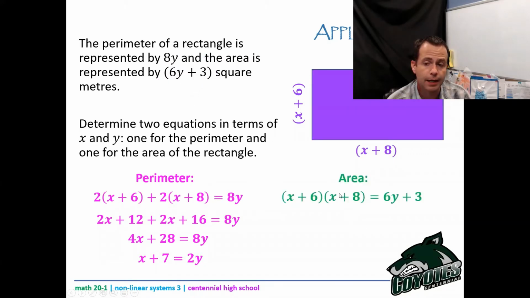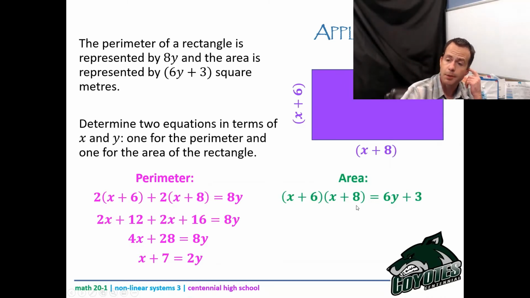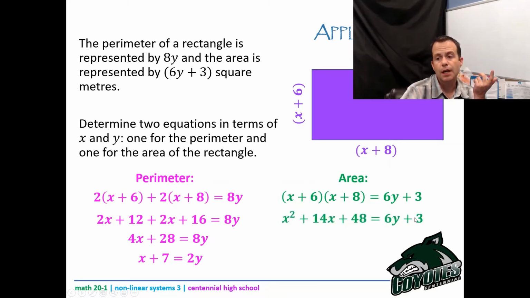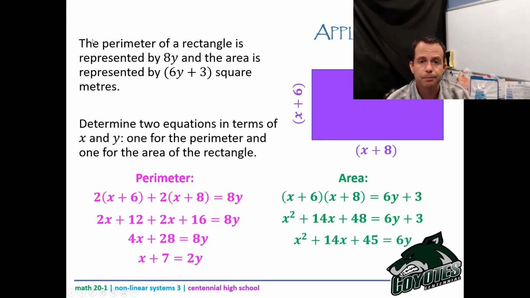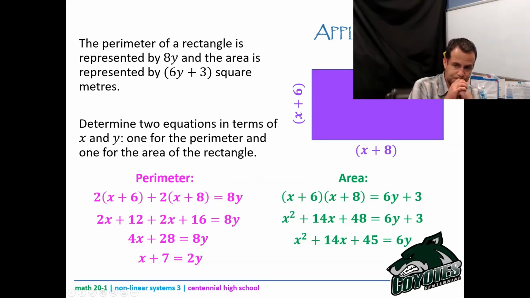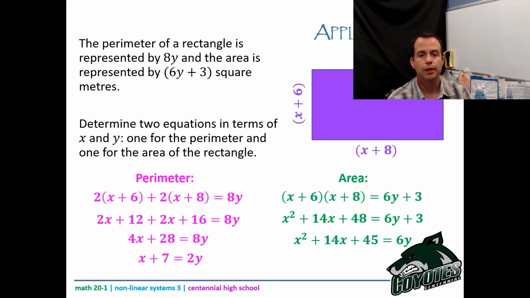And now I can multiply all this out. So this will give me x squared. I've got 8x and 6x, so that'll be 14x, and then plus 48. Now to clean things up, I'm going to subtract 3 from both sides just so I get all my numbers in the same spot. So that'll be x squared plus 14x plus 45 equals 6y. Okay, so that gives me the equation for perimeter and the equation for area.